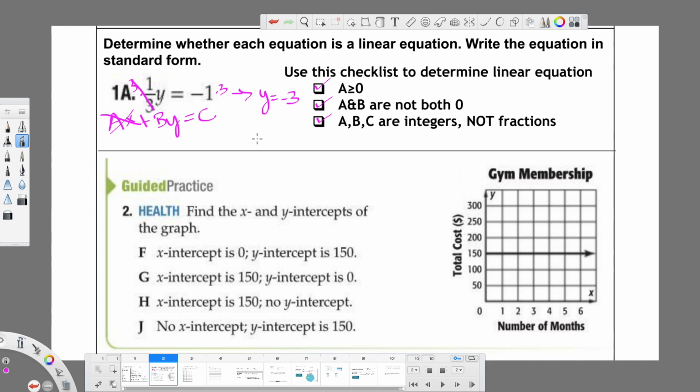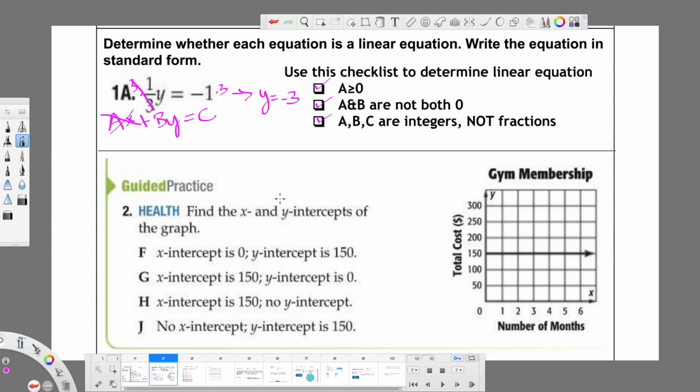If we are looking at this graph, remember x-intercept is where it crosses the x-axis, which is always left to right. Y-intercept is where it crosses the y-axis, which is always up and down. Those never flip-flop. They're always in the same place. X is always left to right. Y is always up and down.